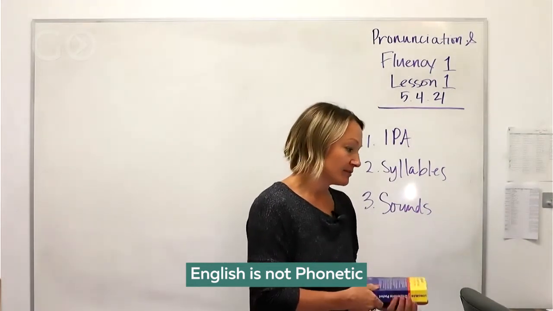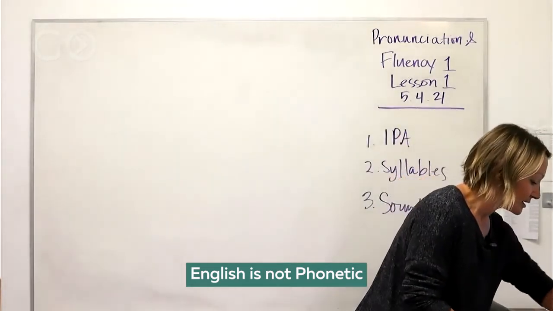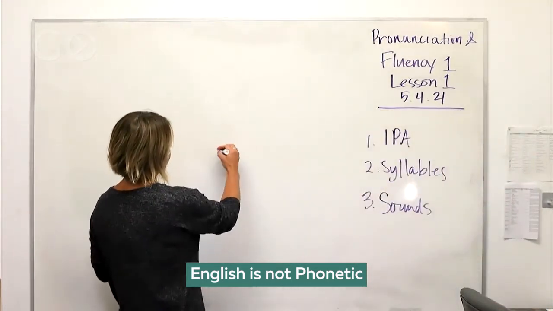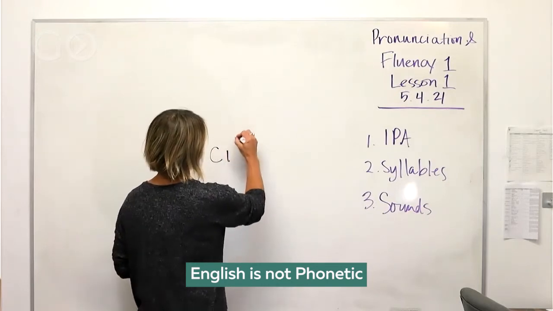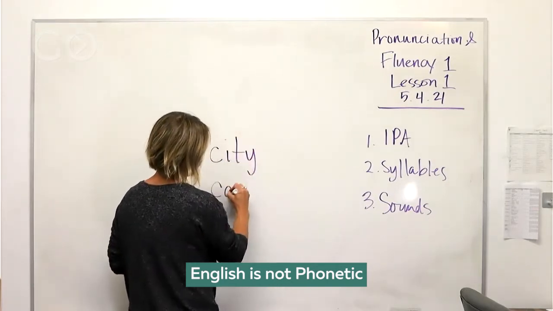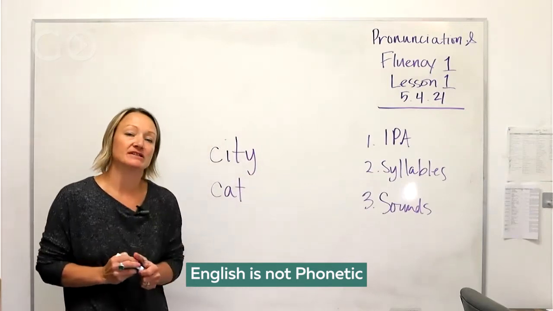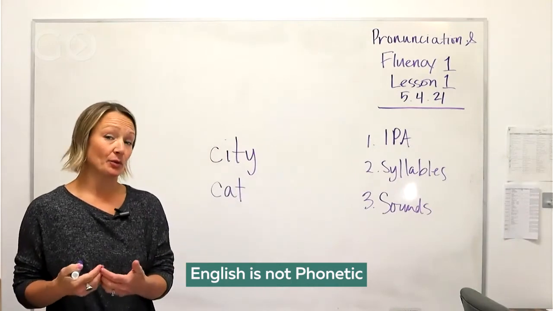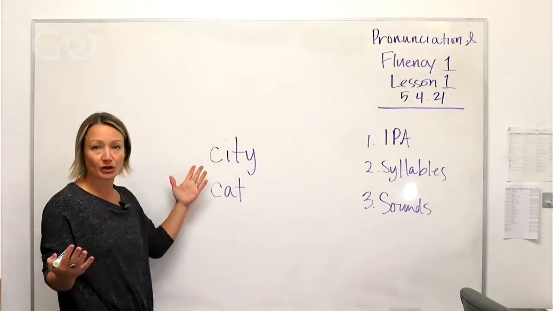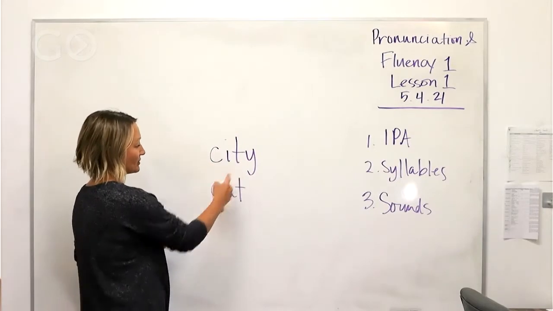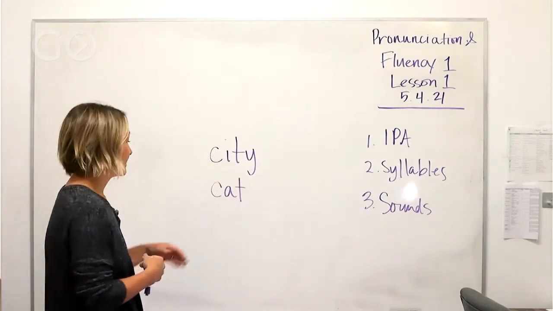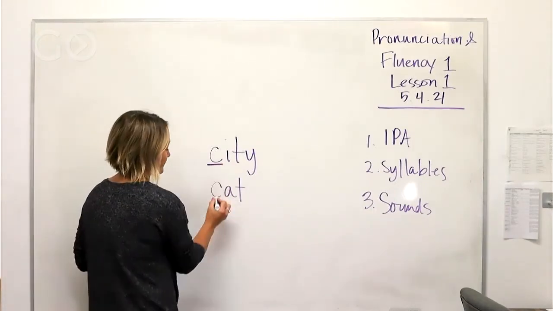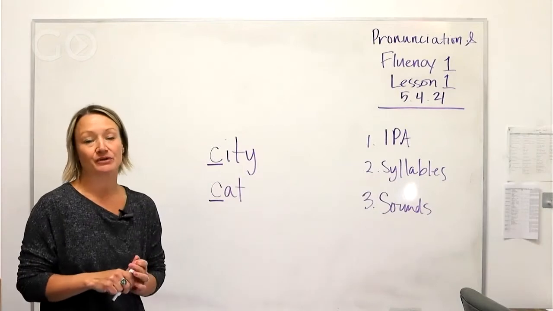It means that in many cases we have sounds, and here is a good example. English is not phonetic, which means that you can't always predict how to pronounce a word. Most of you, I'm sure, know that we have here the word city and the word cat. So we've got the same letter with different pronunciations.